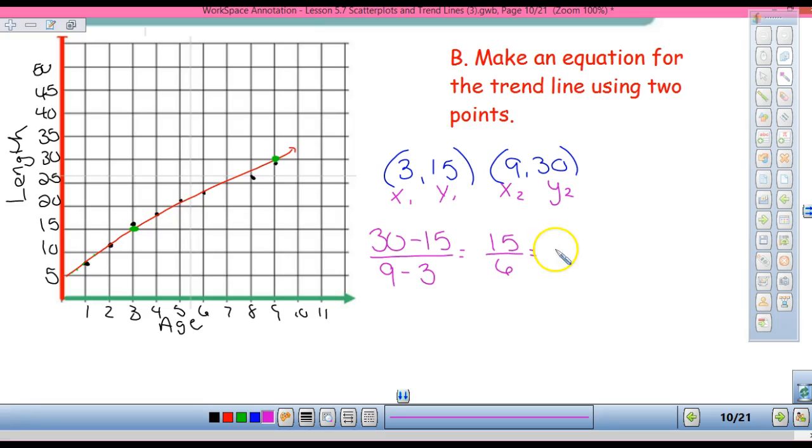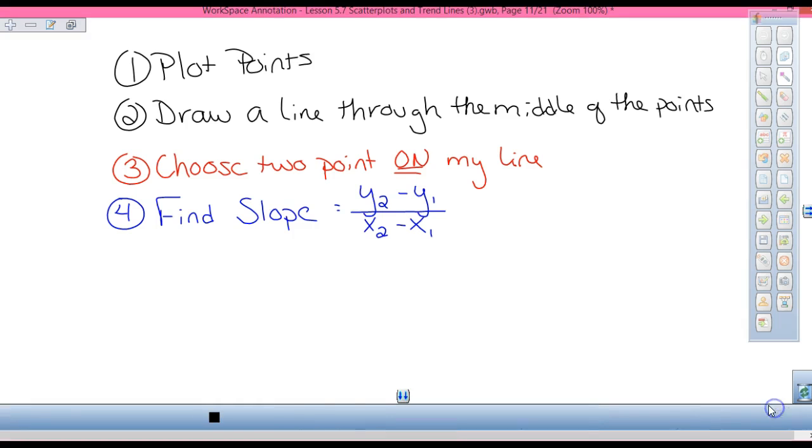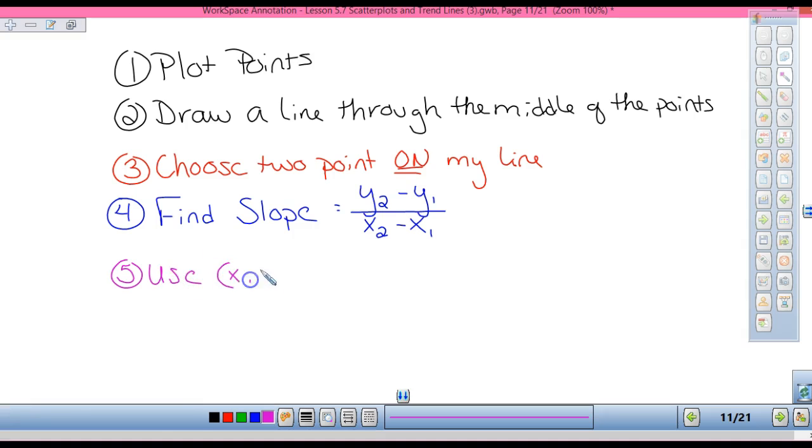2.5 exactly? Yes. All right. So my slope is 2.5. All right. Step 5. Use your x1, y1, whatever point that was, and your slope to put into point slope form.